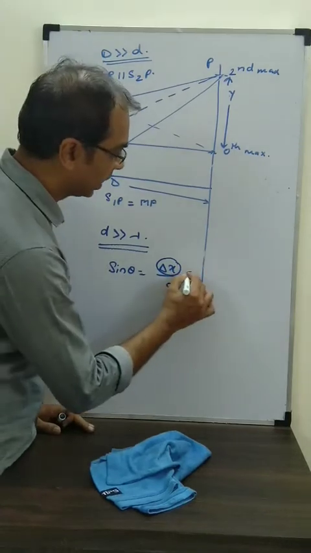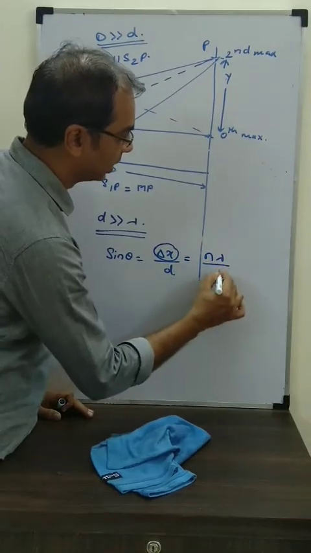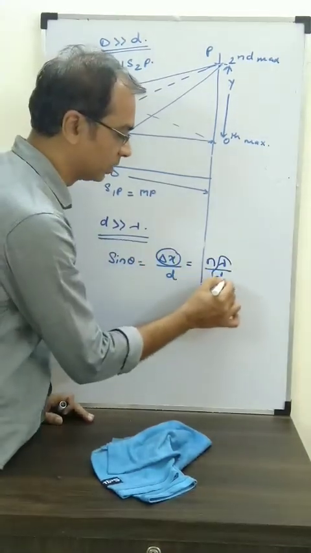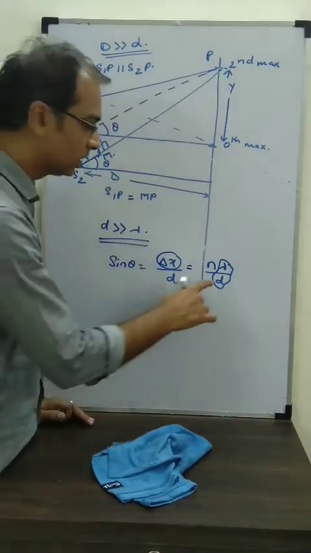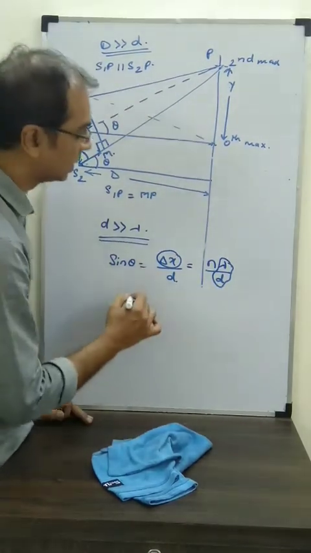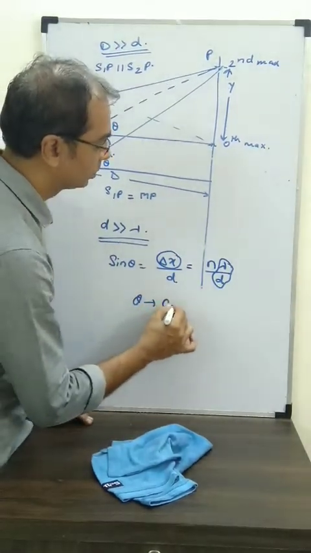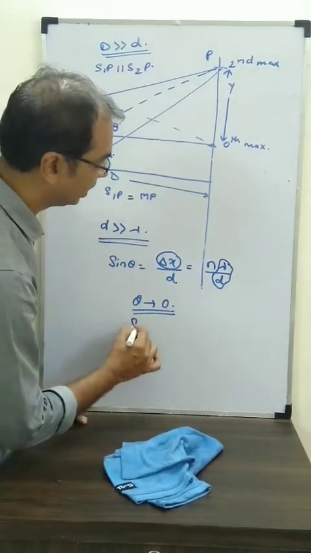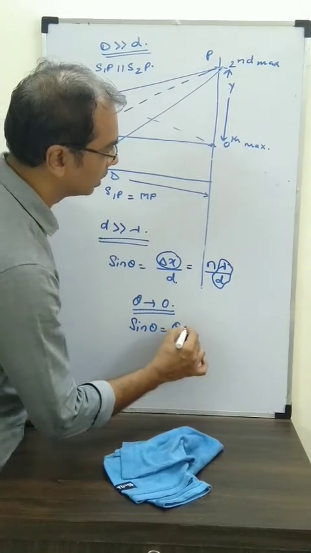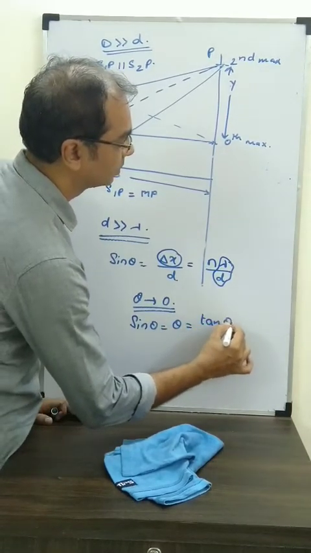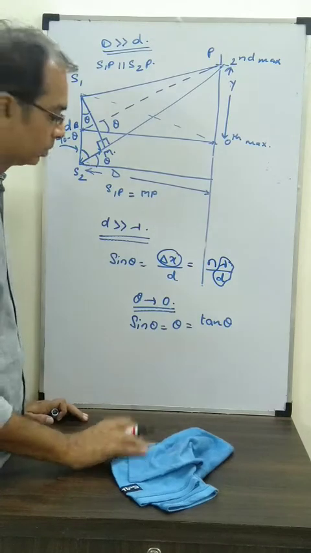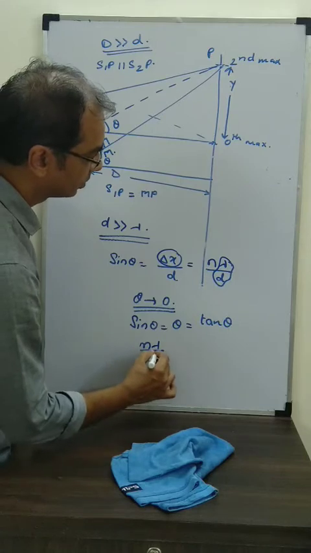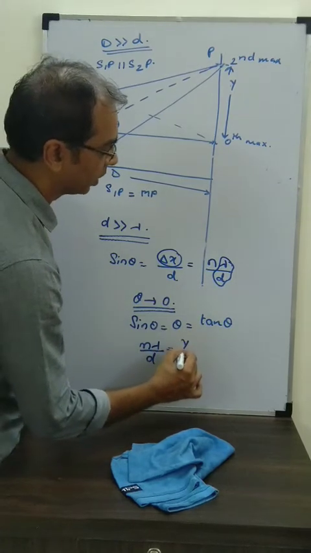So if I say sin theta right now is n lambda by d, and already you said that d is very large as compared to lambda, that means this factor is very, very small. When this factor becomes very small, theta tends to 0. And when theta tends to 0, I can write sin theta equal to theta equal to tan theta. We know that sin theta is here n lambda by d, and tan theta we found was y by D.